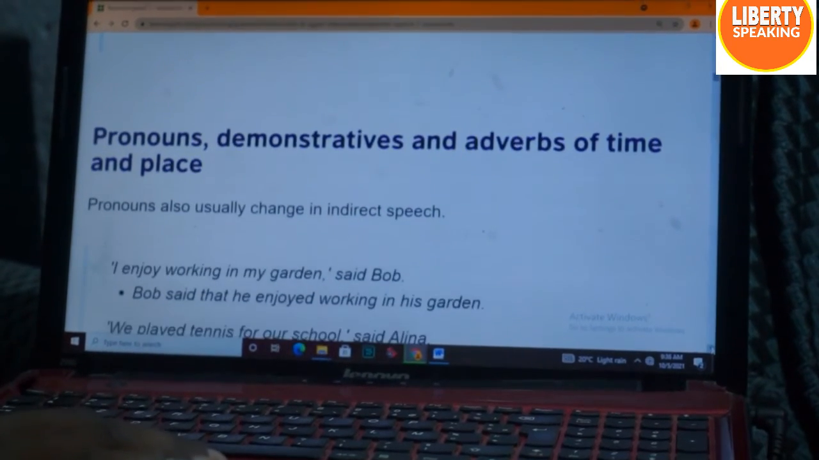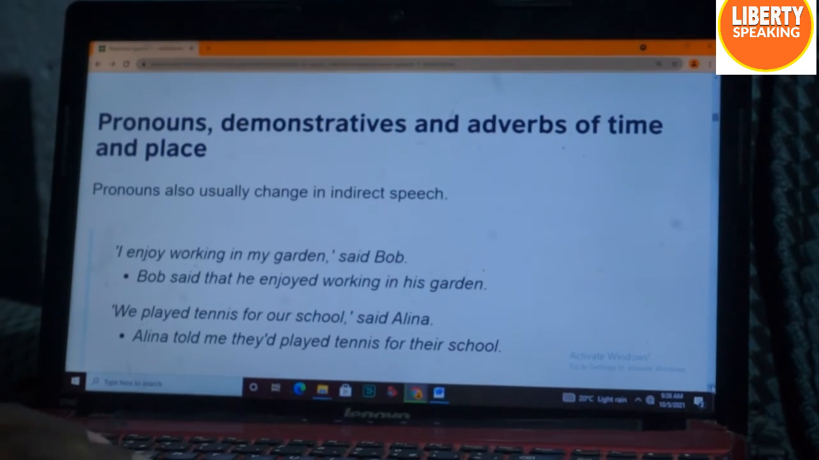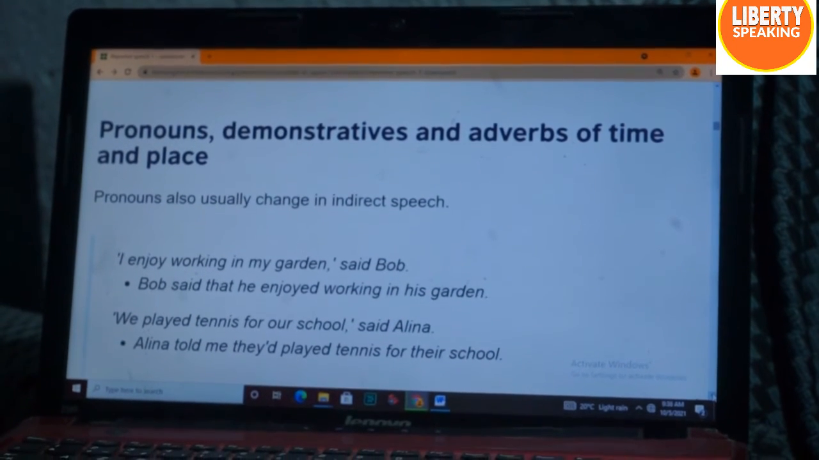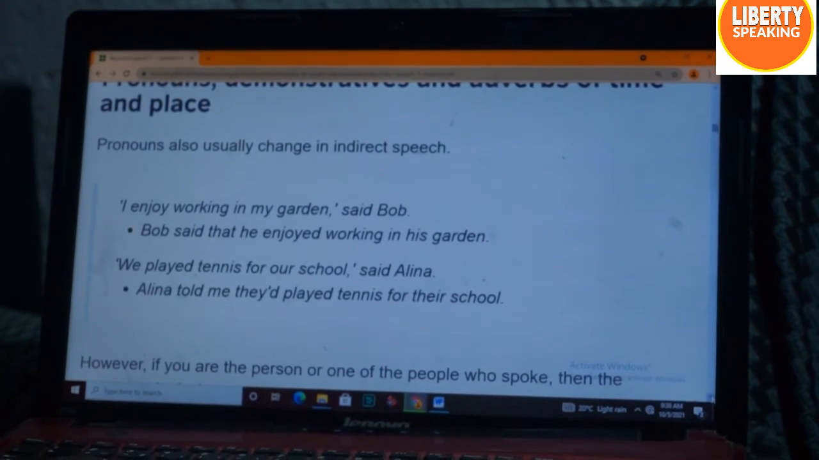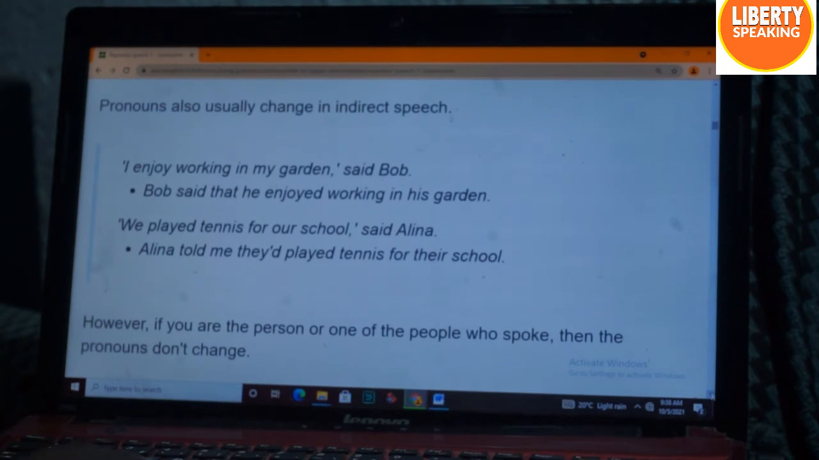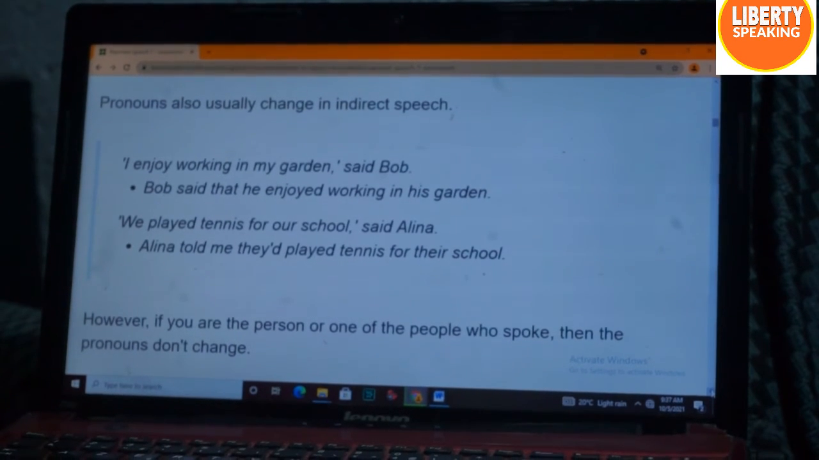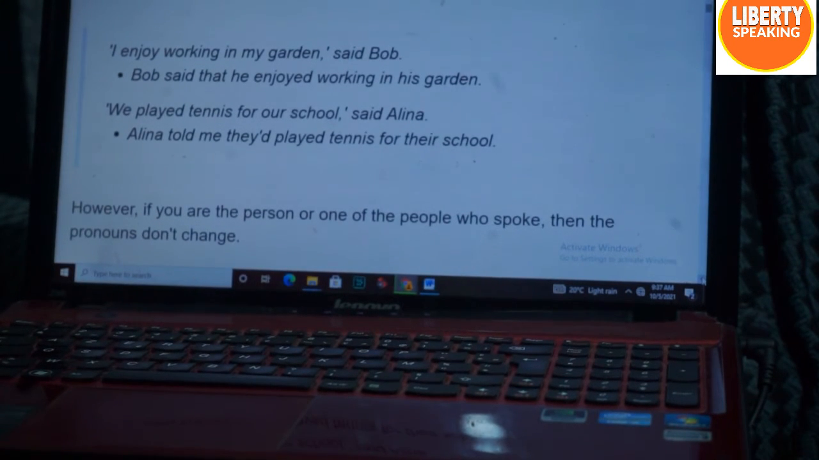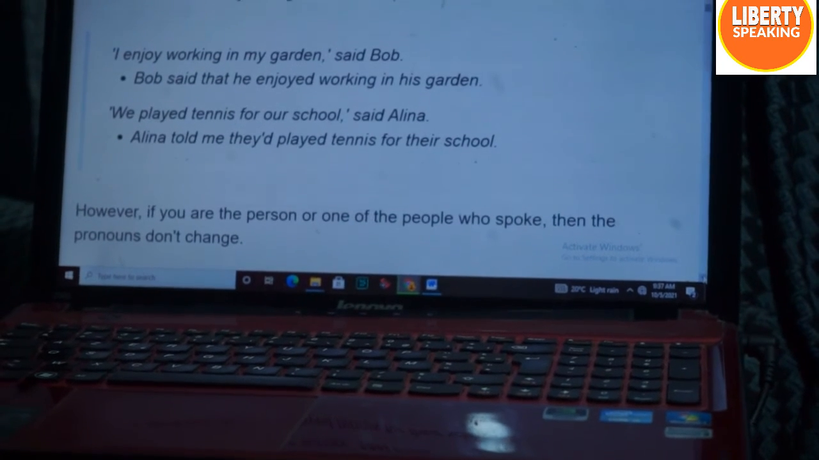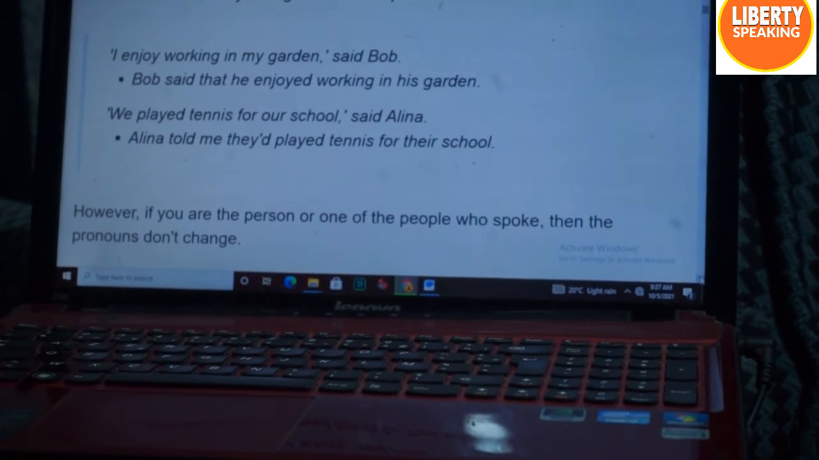Now, let us look at how pronouns, demonstratives, and adverbs of time and place change. Let's begin with pronouns. Pronouns also usually change in indirect speech. Look at the sentences. I enjoy working in my garden, said Bob. Look at that I. That I is a subject pronoun. In the sentence where we use reported speech, that I is going to change. Look at how we changed it. Bob said that he enjoyed working in his garden.